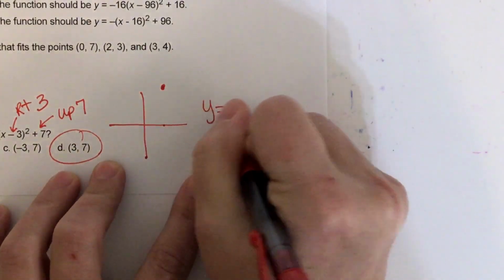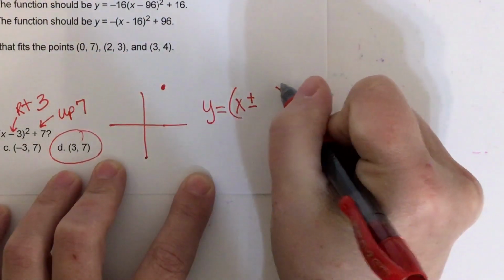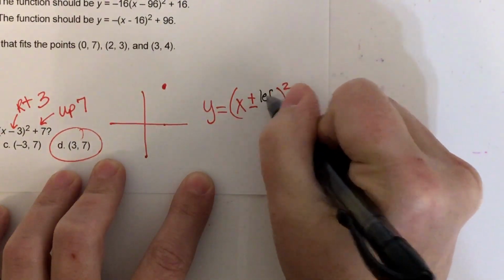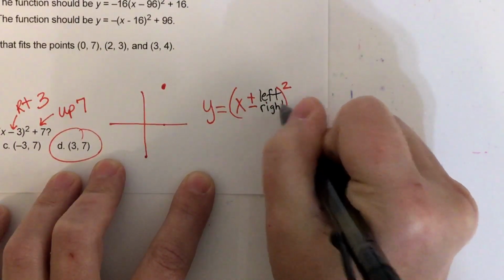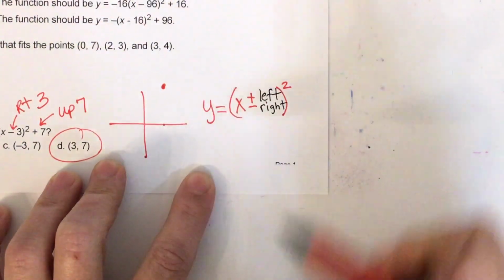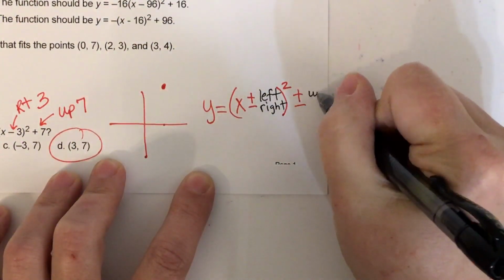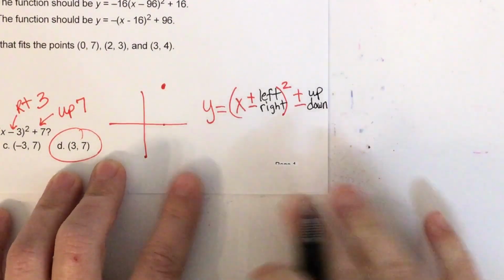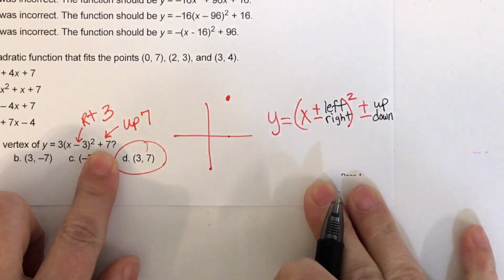So, just to remind everybody, in parentheses, it always does the opposite of what you think. So a plus in the parentheses is going to make you go to the left. A minus in the parentheses is going to make you go to the right. In the back, a plus does what you think it would do. A plus makes you go up, and a minus makes you go down. So these are our transformation rules. So that's how I knew that the minus was going to make it go right, and the plus in the back was going to make it go up.